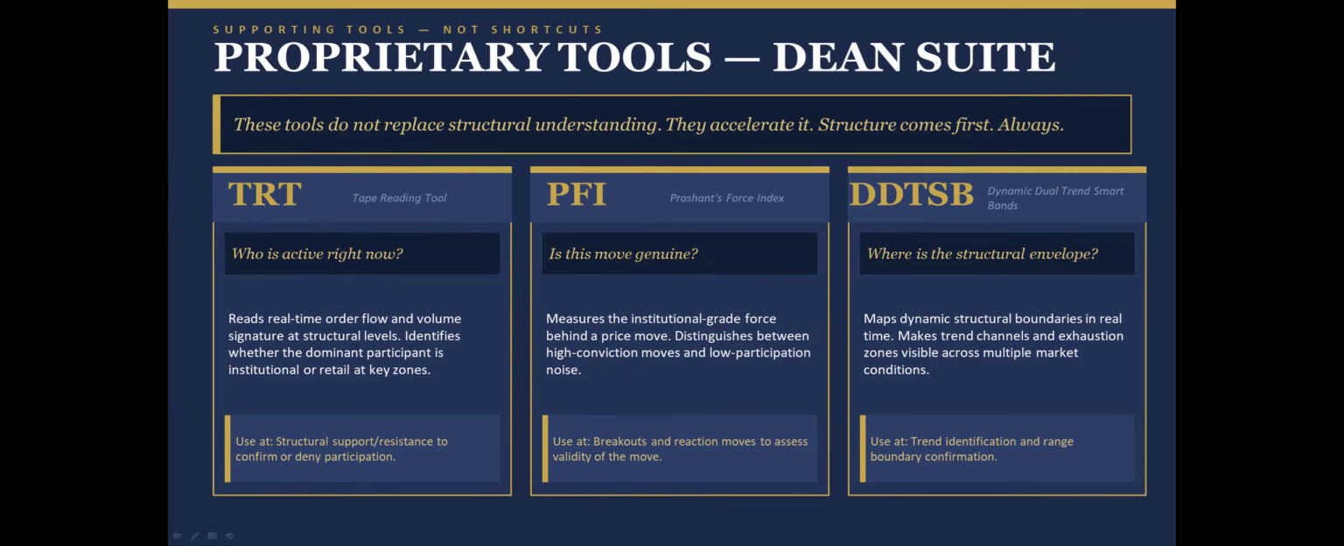What does PFI show? PFI is Prashant's Force Index. I have created this. It shows whether the move is genuine or not. How will it show a genuine move? It will show how much force is behind it using a numerical value. Suppose it is 23 for earlier buying, and selling was with 100. So this is stronger selling as compared to buying.